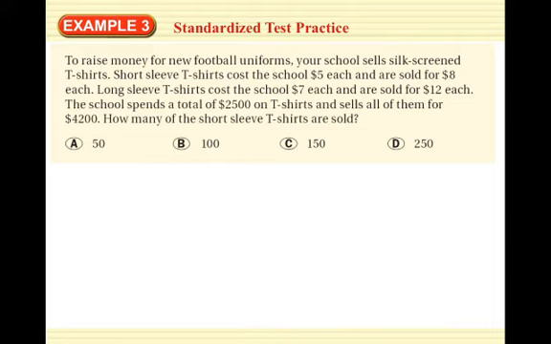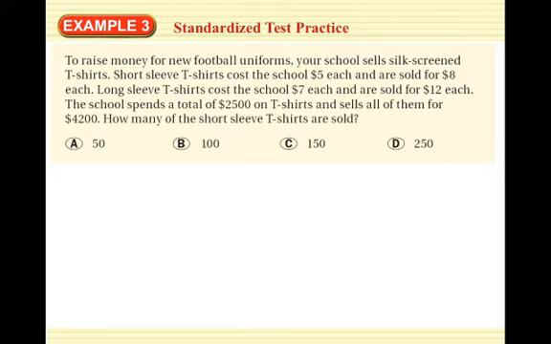All right. To raise money for new football uniforms, your school sells silkscreen t-shirts. Short-sleeve t-shirts cost the school $5 each and are sold for $8 each. Long-sleeve t-shirts cost the school $7 each and are sold for $12 each. The school spends a total of $2,500 on t-shirts and sells all of them for $4,200. How many of the short sleeve t-shirts are sold?